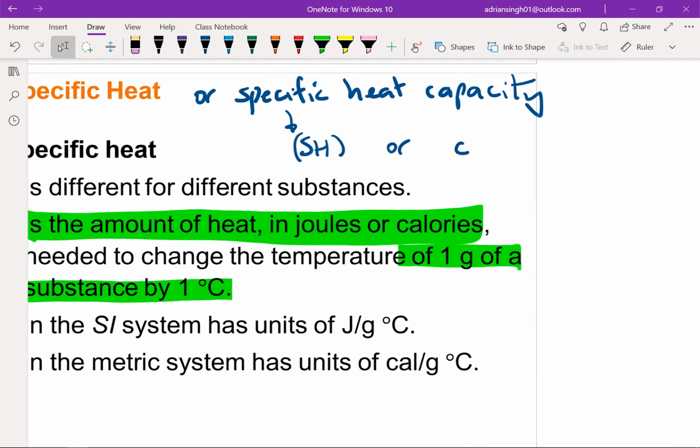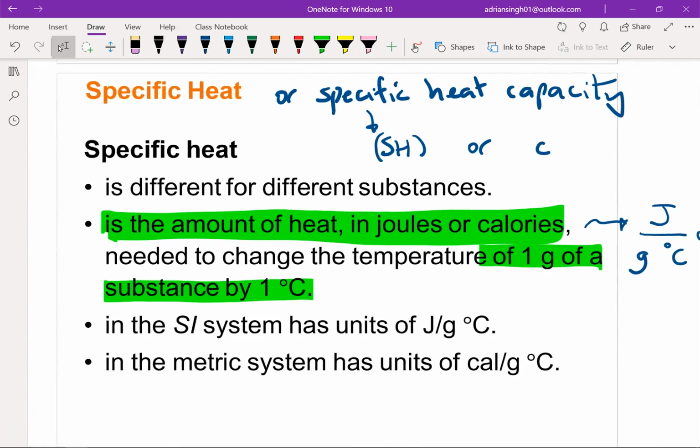So if we use units to help describe that, the units that we typically see are joules, the amount of heat, per gram degrees Celsius, or calories per gram degrees Celsius, right? So those are the most common units that you'll see depending on whether you're looking at the SI system or the metric system.